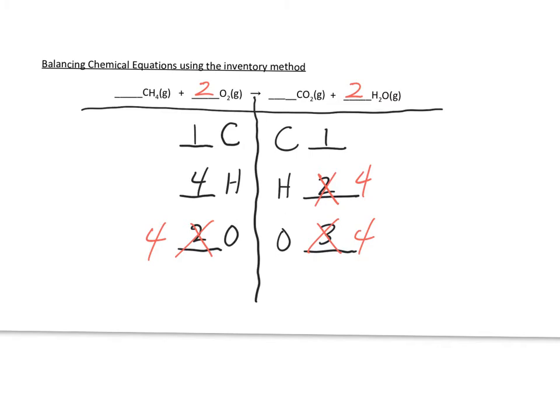And the way that we did that is we reacted 1 methane with 2 oxygens to make 1 carbon dioxide and 2 waters. And we're finished. This is our final answer. This is our balanced chemical equation. Let's try another one.